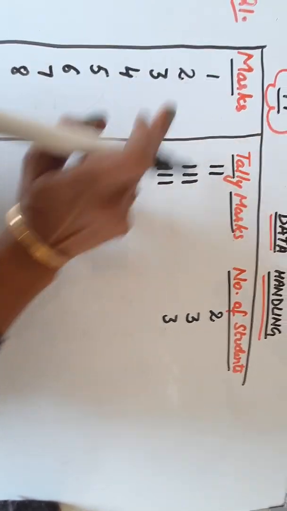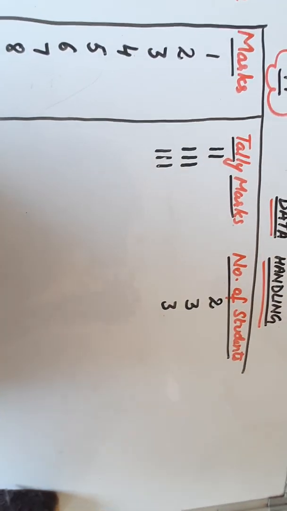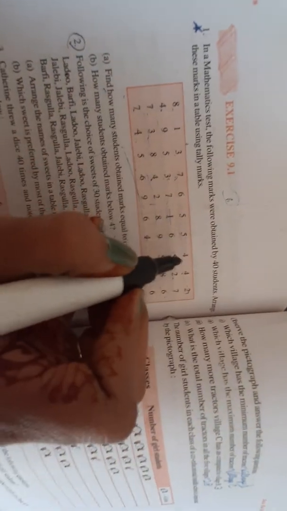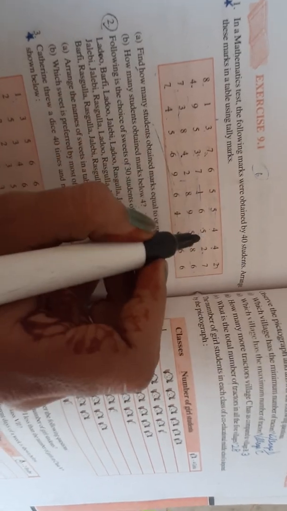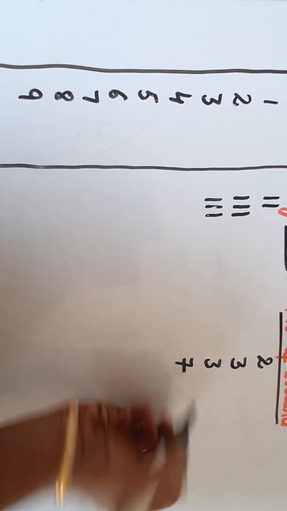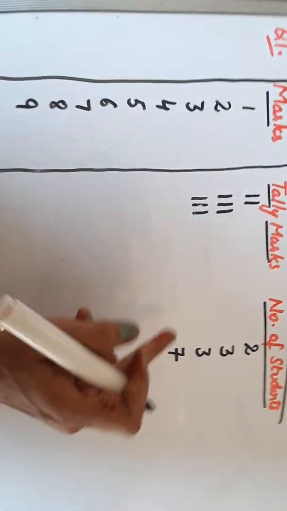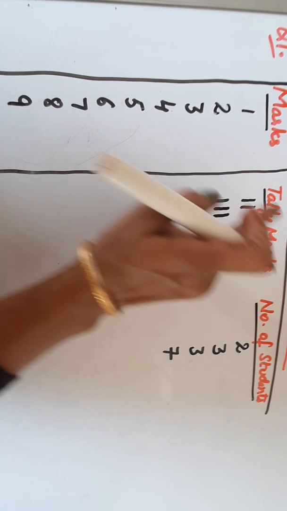Now let us check how many students obtained 4 marks. So 4, 1, 2, second 4, third हो गया ये 4, then a 4 हो गए, then 5, then 6, 7, means 4 is appearing 7 times: 1, 2, 3, 4, 5, 6, 7. So 7 students obtained 4 marks. Number of students is 7. Now let us make 7 tally marks.